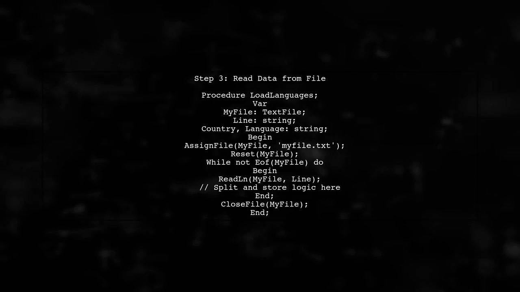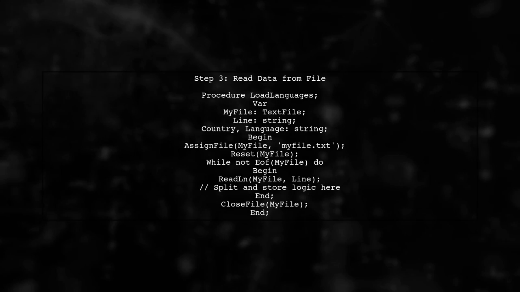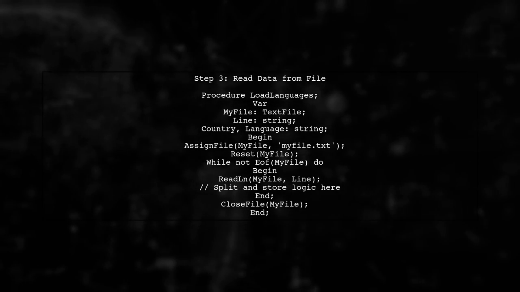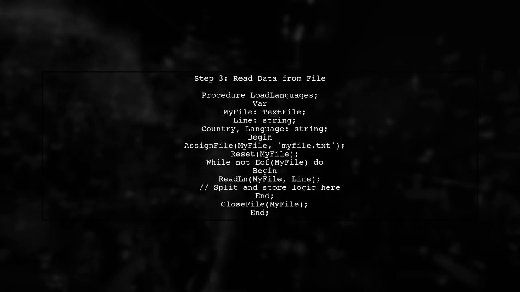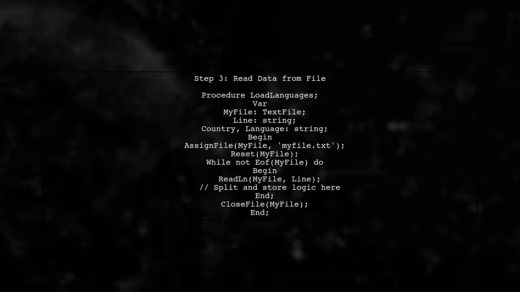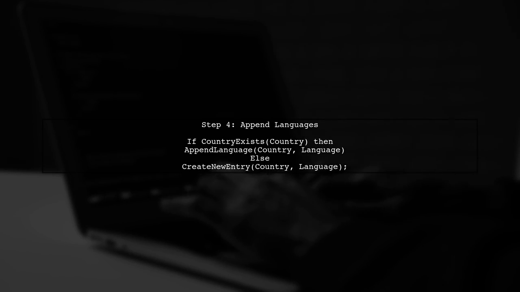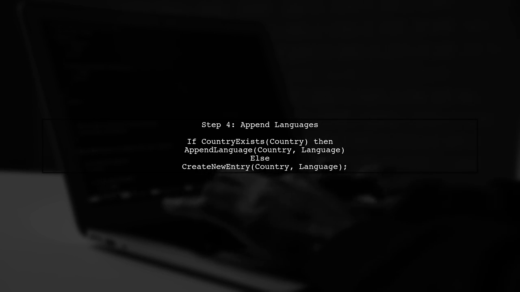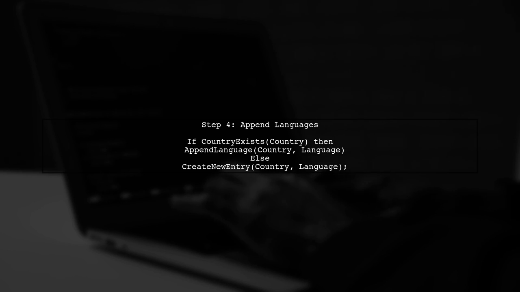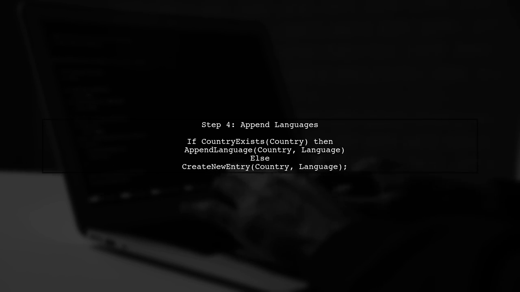Now, let's write a procedure to read the data from the file and populate our associative array. We will open the file, read each line, and split the country and language. Finally, we will implement the logic to append languages to the corresponding country in our associative array. This will allow us to store multiple languages for each country.